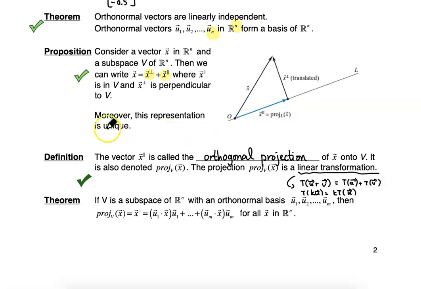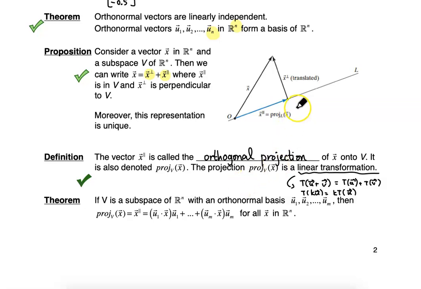Now the second thing that is said in the proposition is that if you split a vector x into 2 parts like that, following these rules, there's only one way to do it. Again, if you look at the example here, it's quite clear that you're not going to be able to find another blue vector and another perpendicular vector that add up to x. There's only one way to do this. So, definition: this x parallel that I called is actually called the orthogonal projection of x onto V.